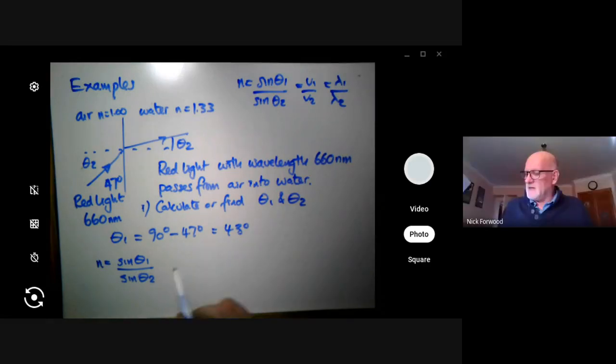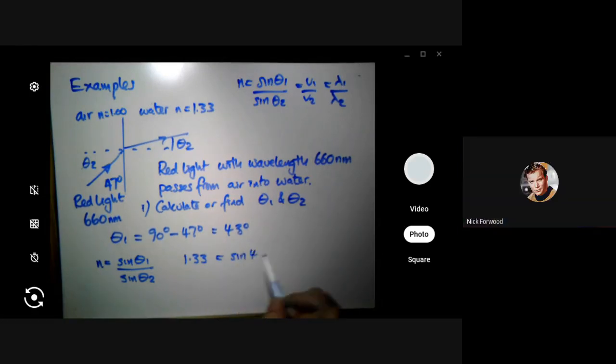And that means that we get 1.33 equals sine of 43 degrees divided by the sine of theta 2. We can rewrite that. Remember, 1 mark for copying down the formula, 1 mark for just sticking in the numbers that you know, and then the final mark for doing the calculation and getting the appropriate units here. So there's going to be another couple of steps, because we're going to put the sine theta 2 up there.